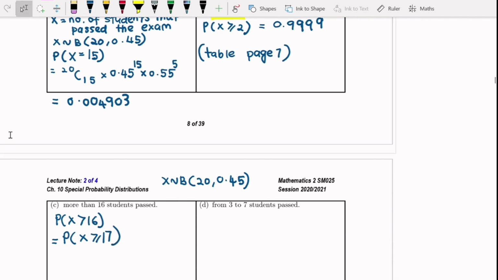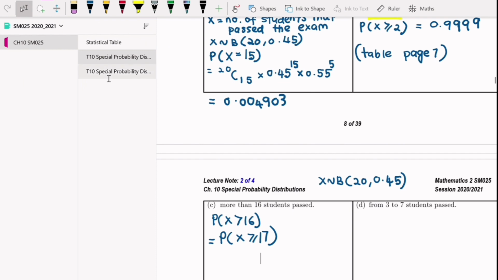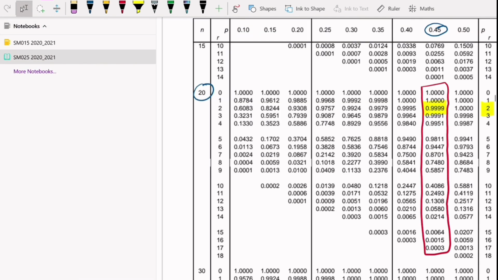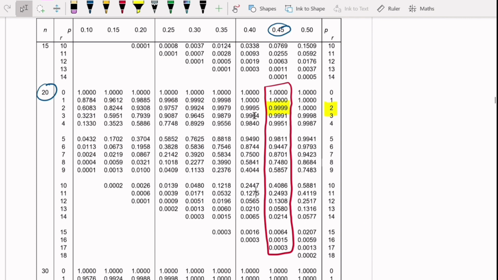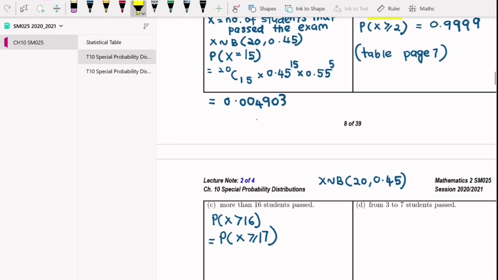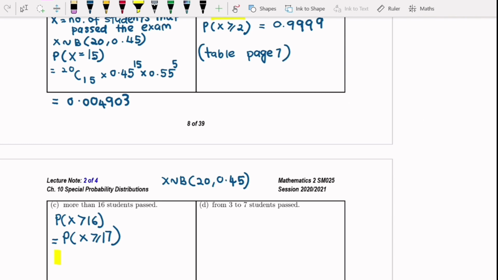Again, let's look at the binomial table, page 7. We need to find probability x greater than or equal to 17. We still use n equals 20, p equals 0.45. So we want to find x greater than or equal to 17. Here is our 17. Then the probability is 0.0003.